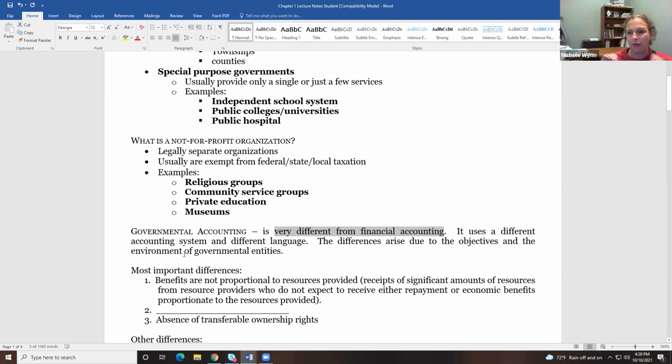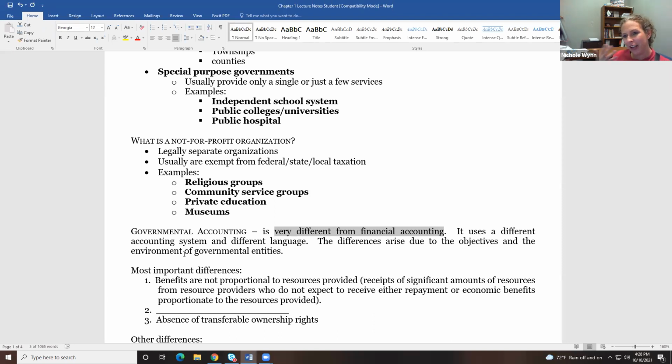We always say accounting is the language of business. So we talk about assets and profits and things like that. Governmental accounting is like a whole separate animal. It's completely different than any accounting you've seen before. The reason why it's different is what we're going to talk about first. But the most important difference is you're not charging for a service.